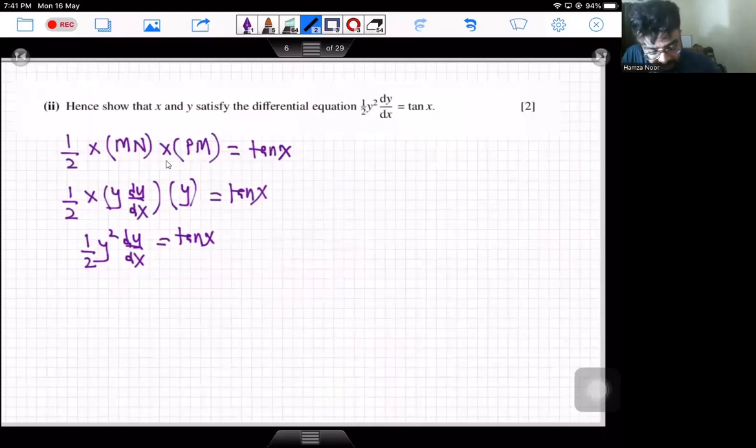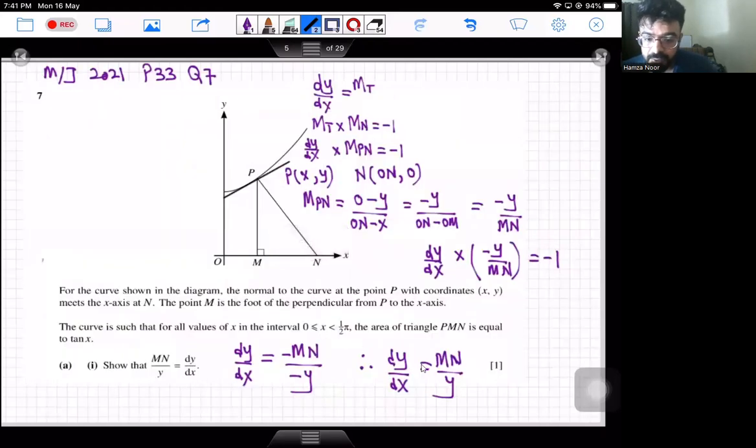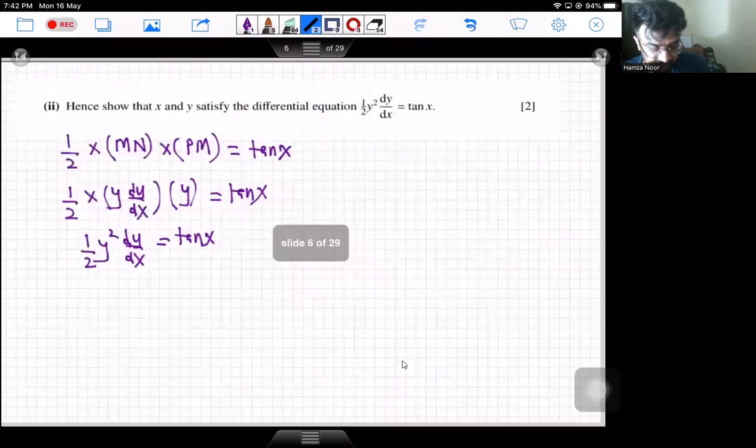And in place of MN, I can use the equation which we have just proved in part A, part 1. Since dy over dx was equal to MN over y, if you make MN the subject of the equation, this will be equal to y multiplied by dy over dx. So in place of MN, I've written y multiplied by dy over dx. So half into y into dy over dx into y will be equal to 10x, and eventually you have shown that half y squared dy over dx is equal to 10x. We have proved this differential equation.